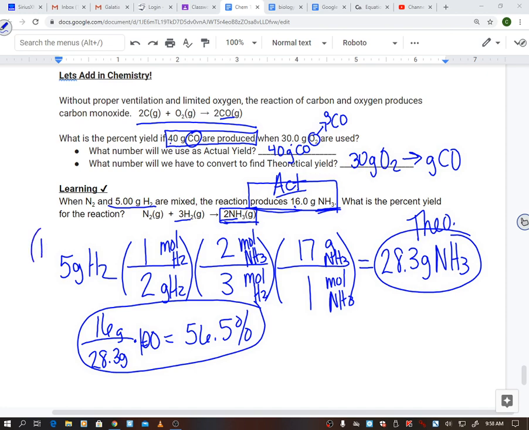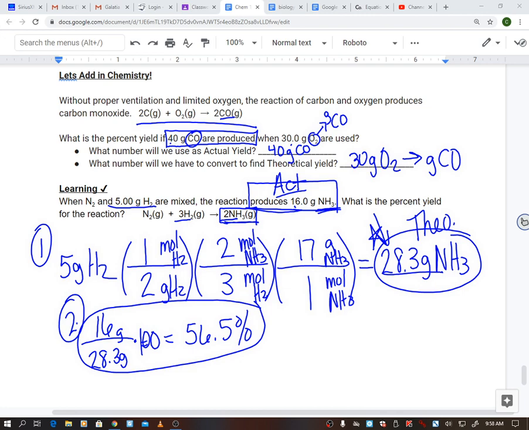So we have step one. Step one is always going to be figuring out, in theory, how much product I should have made. Then I'm going to do step two, which is the actual over theoretical. Sometimes they will be nice and give us the theoretical number right in the problem, so we don't have to do any conversions. We just do the division and we're done with it. It's a one-step problem. So anyways, let me know if you're having trouble with that.